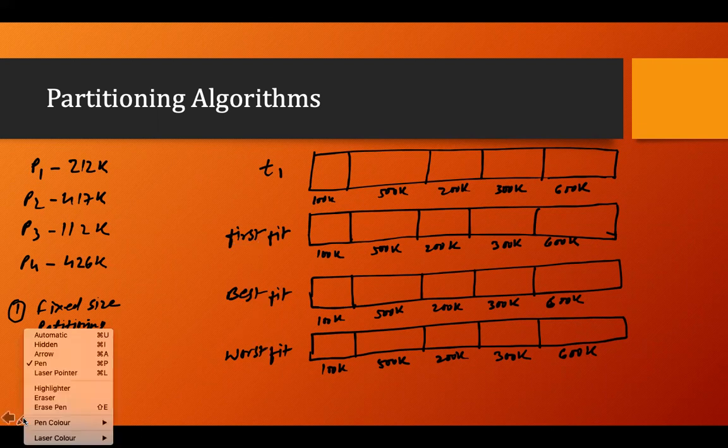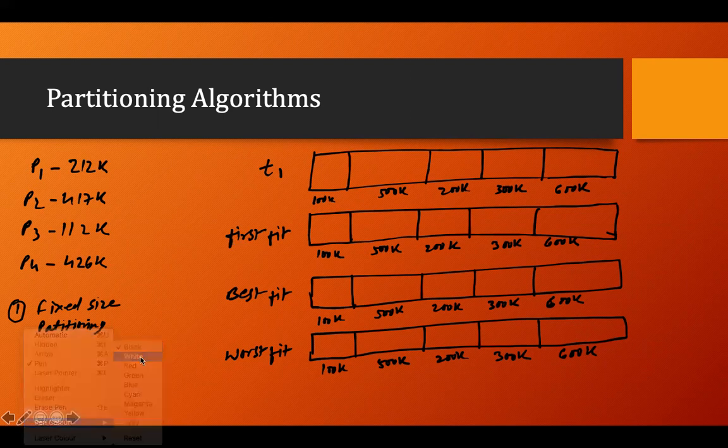Now, as we know, in fixed size partitioning, whatever is the leftover part will be taken as internal fragmentation, and we cannot use it for the further accommodation of a process. Here we have five partitions and four processes. Let's see how it works with the help of first fit first.